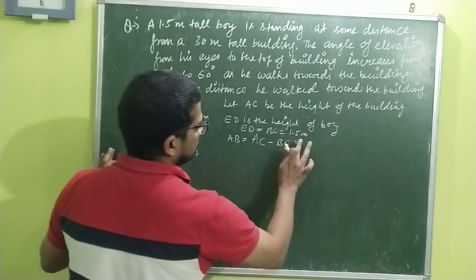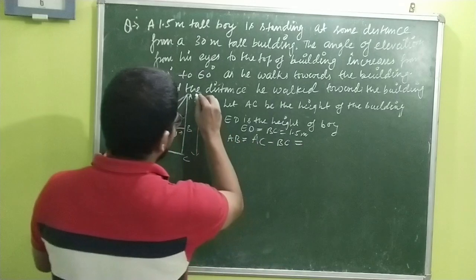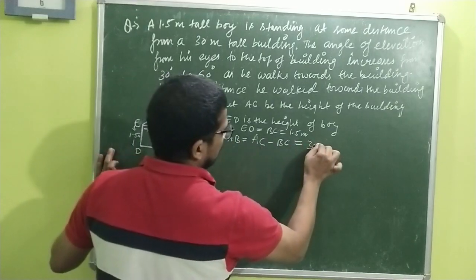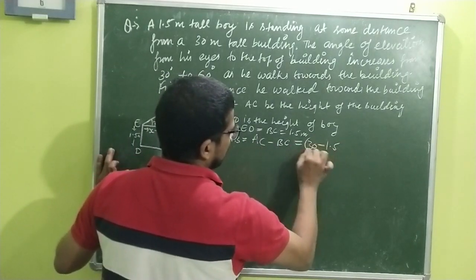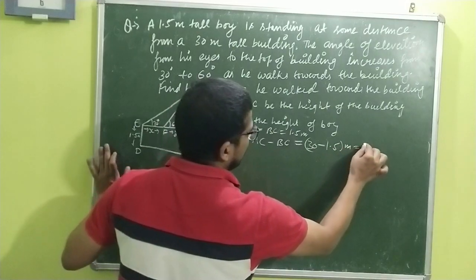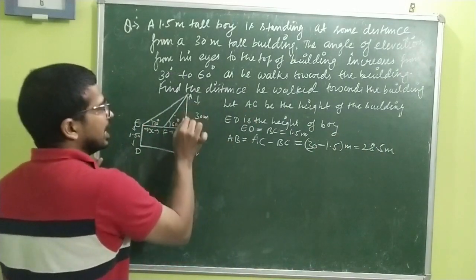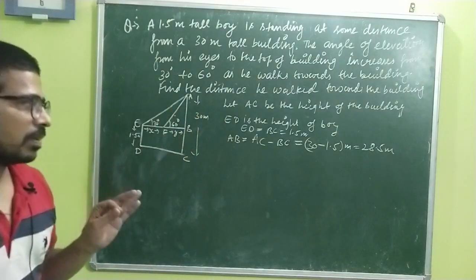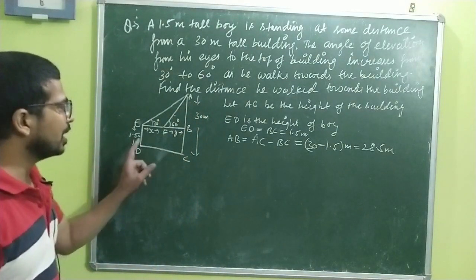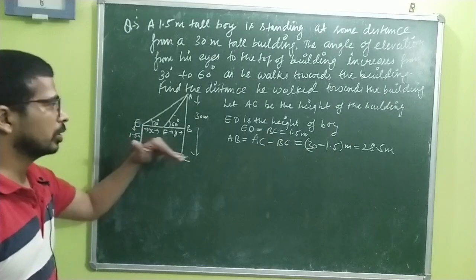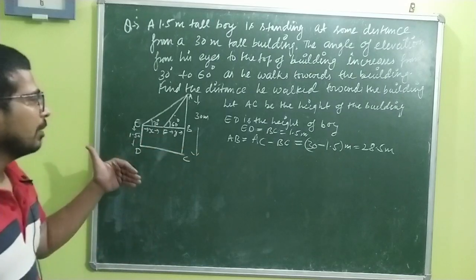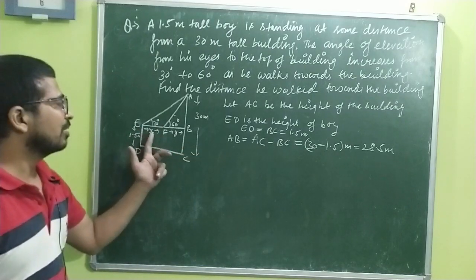What is AC? Total height is 30 minus 1.5 meter, which is equal to 28.5 meter. So AB will work as a perpendicular. Now what I have to find out are X and Y. Is it clear to you now? Most of all we have to find the distance EF.